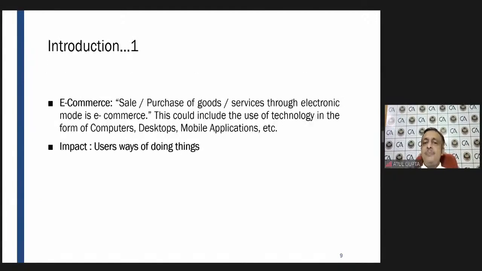E-commerce, sale, purchase of goods and services through electronic mode is e-commerce. Now, post-COVID, Corona, post-lockdown, and now virtually we are into second phase of lockdown.